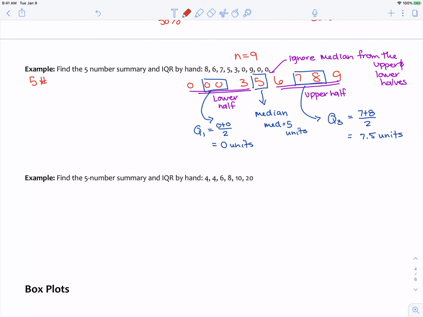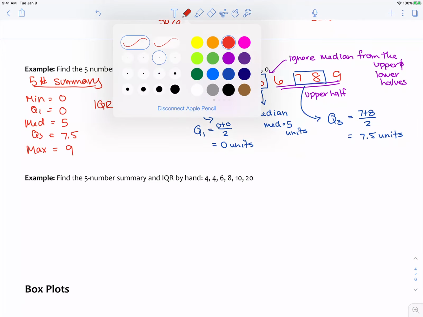The 5-number summary is pretty much always listed in order as the min, Q1, median, Q3, maximum. The minimum was 0, Q1 was also 0, the median is 5, Q3 is 7.5, and the maximum is 9. So that's our 5-number summary. And from there, we can find the IQR, which is the interquartile range.